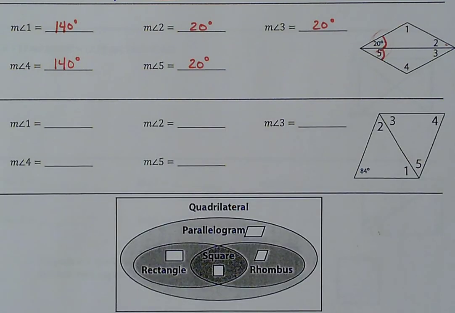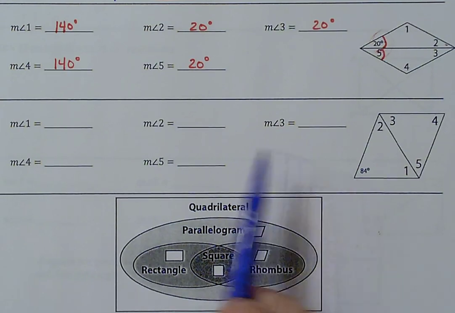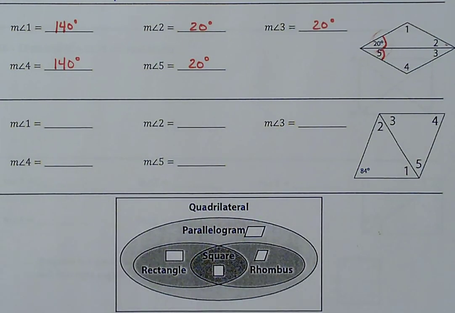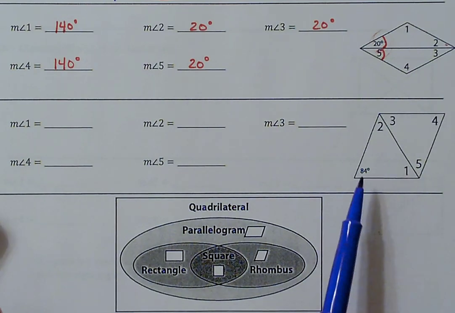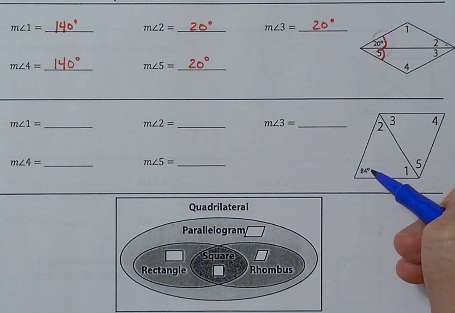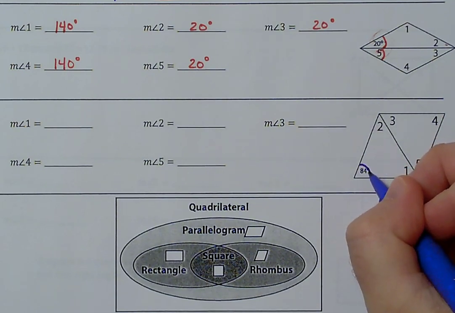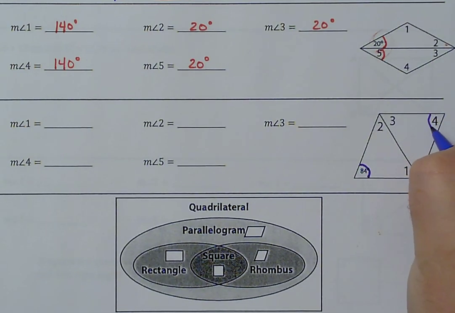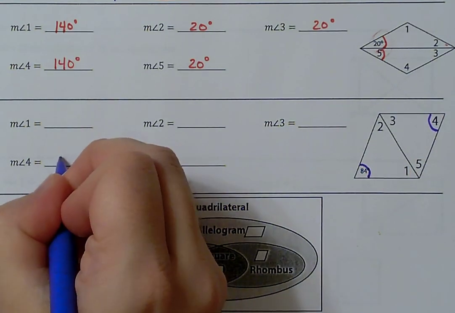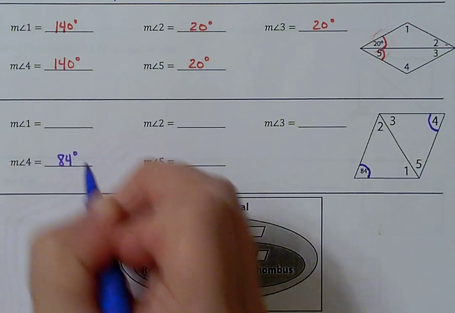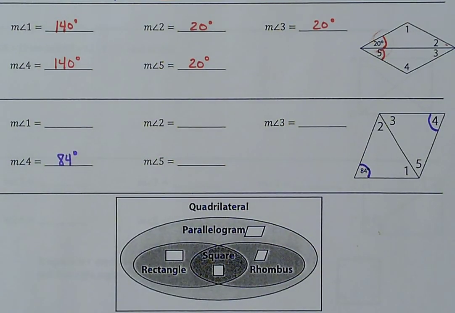Now, for part C, a little bit different because the angle that we have been told is in a different spot. So they tell us that this is 84 degrees, and again, we need to go through and figure out measures of angles 1 through 5. First of all, 84, opposite angles are congruent, so if this is 84 degrees, then I know that angle 4 is also 84 degrees. So that is our starting point.